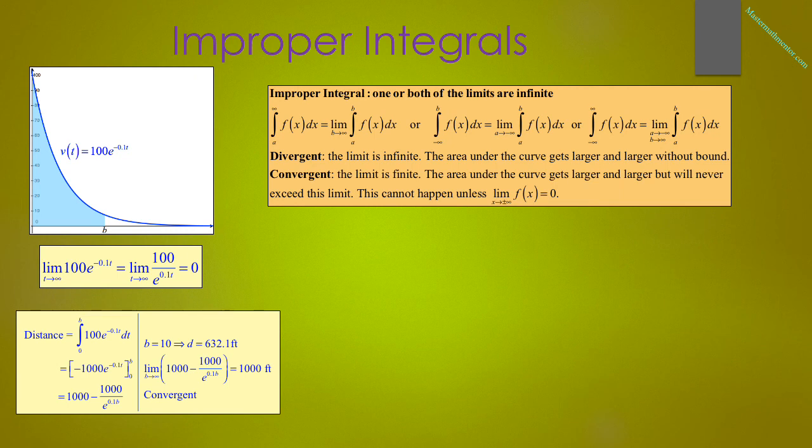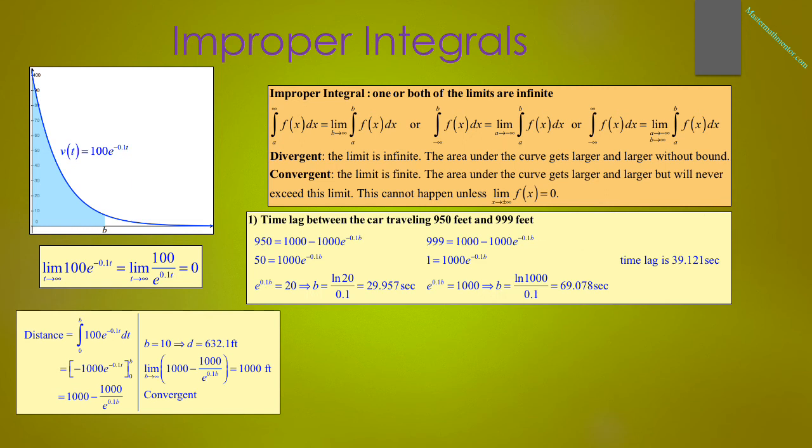Now when b approaches infinity, we are interested in the expression 1000 minus 1000 over e to the 0.1b. As b gets larger and larger, 1,000 over e to the 0.1b approaches 0, and therefore the answer is 1,000 feet. So this is a convergent integral, and the total distance that the car travels will be 1,000 feet. It will never get beyond 1,000 feet from its starting position.